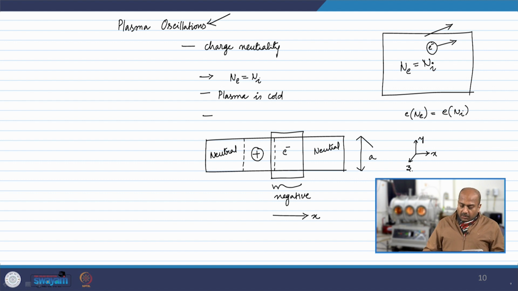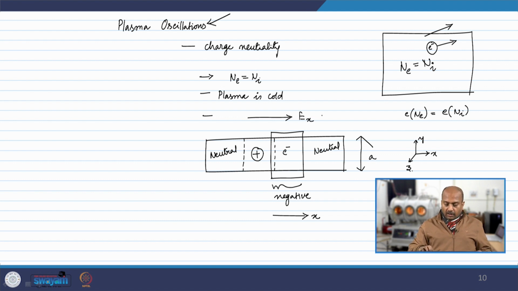Now, when electrons are displaced, it leaves behind a net positive charge where ions are the majority charge carriers. So, obviously, an electric field would be set up immediately, and the direction of the electric field would be this Ex. Because of the displacement of electrons from the original position to this position, in this region the electrons are the majority charge carriers, the total charge is negative, and the region that was left behind is totally positive. As a result, we have an electric field in the x direction.